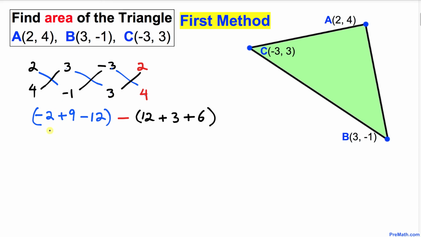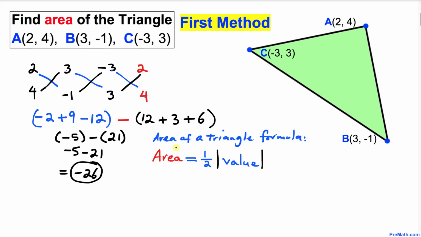And now let's go ahead and simplify. So the first one is going to give us, when we simplify, -5, and then a minus sign, and that is going to give us 21. So -5 minus 21 is going to be -26. And here's our next step.